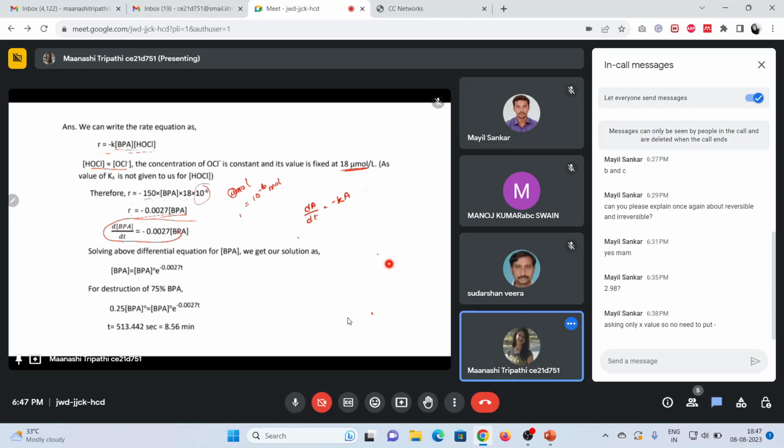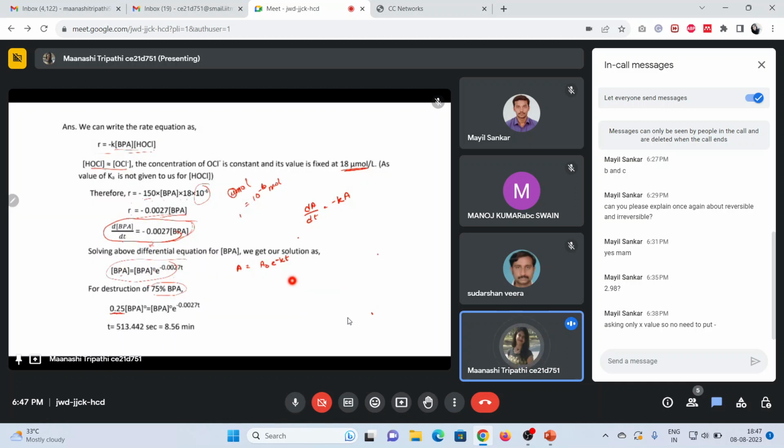So now, solving this first order reaction by integration, we will get this solution in this form: A is equal to A naught e raised to power minus kT. This is what we got. Now it is saying that BPA was decreased by 75%. So how much BPA is left? 25%. 75% is gone, so 25% is left. That is why 0.25 is coming.